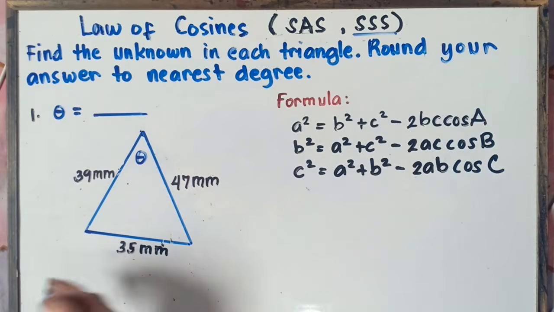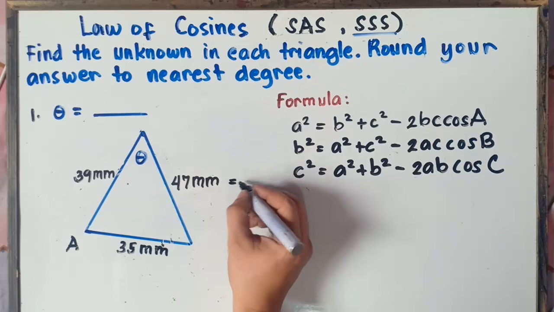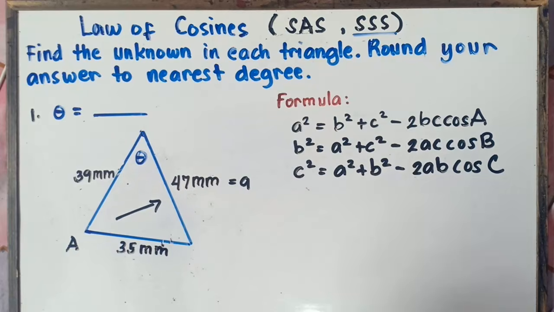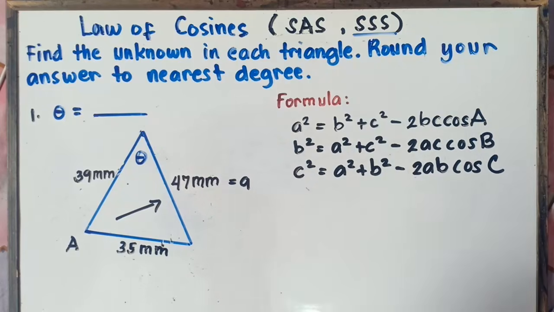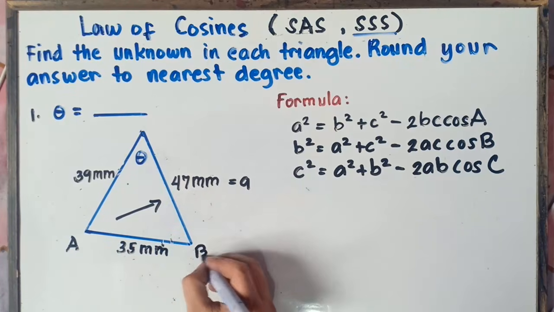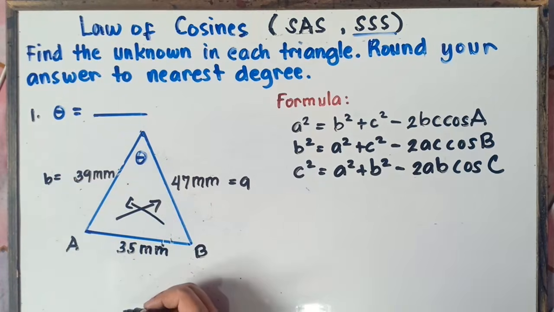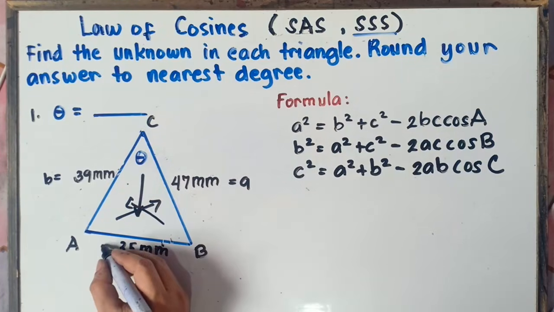If this is your angle A, opposite of this angle A would be side A. We will be assuming letters for these angles because we don't have the values of A, B, and C. If this is your angle A, opposite would be side A. If this is your angle B, opposite would be side B, so B is 39. If this is your angle C, opposite of angle C would be side C, so C is equal to 35.